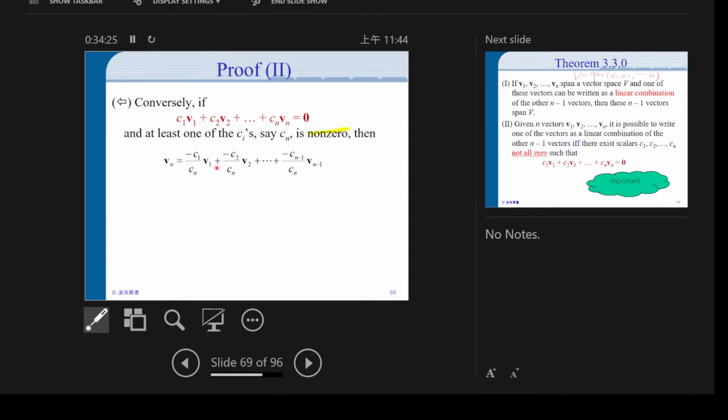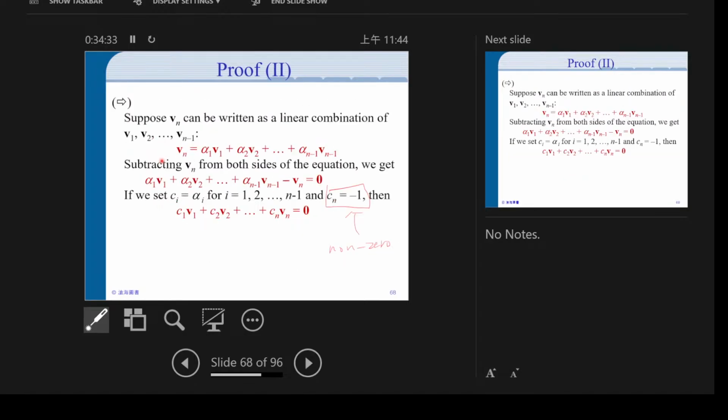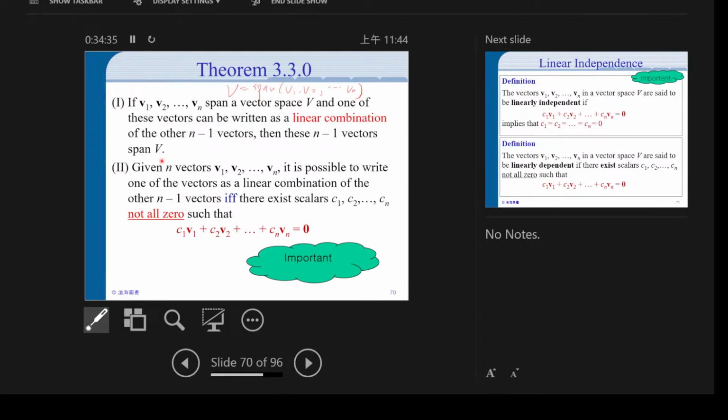And those coefficients might be 0, non-zero, doesn't matter, we have Vn multiplying on 1 here. Okay. So this is a proof of the second part. Okay. So here is a summary again.